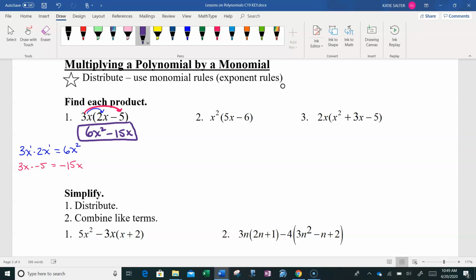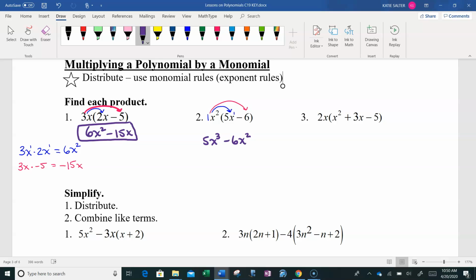All right, looking at the next one, we have x squared times 5x. So again, think about it the same way. There's really like a 1 right there, even though you don't see it there. So 1 times 5 gives us 5. And then x squared times x to the first would be x cubed. And think about it. If you have 1x and you distribute 2 more to it, you're going to have a total of 3 of them. And then for the next part, 1x squared times negative 6. 1 times negative 6 is negative 6, and then we would just distribute that x squared in.